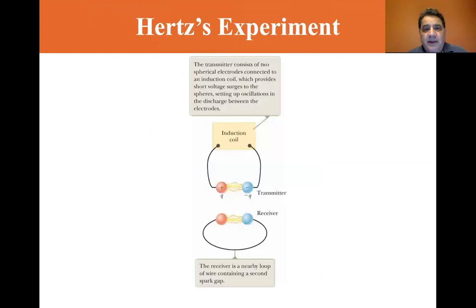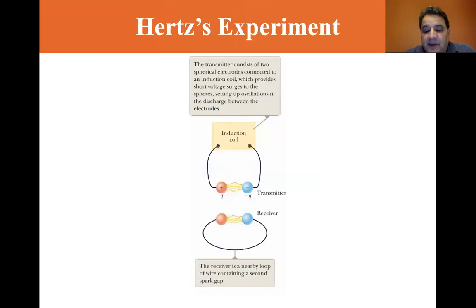So let's go on. Hertz's experiment verified this. He had a transmitter consisting of two spherical electrodes connected to an induction coil, which provides short voltage surges to the spheres, setting up oscillations in the discharge between the electrodes. And the receiver is a nearby loop of wire containing a second spark gap.